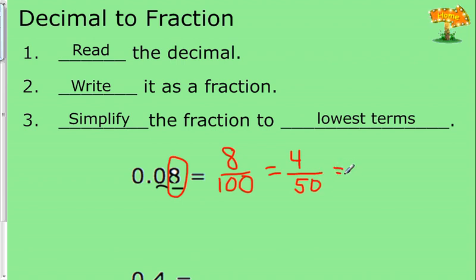Well, if you look at those numbers, those are even again. 2, 4, 6, 8, 10, they all end in a 4 or a 0. So those are even, so I can cut them in half again. Half of 4 is 2, and half of 50 is 25. 2 is even, but 25 is odd. There's nothing that can go into 2 that also goes into 25. So now we're in lowest terms, 2 25ths.